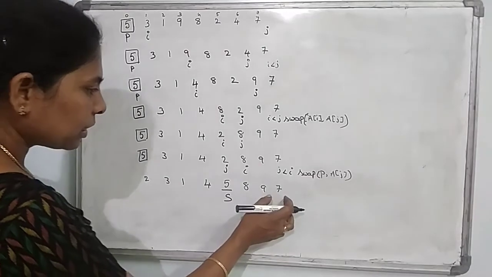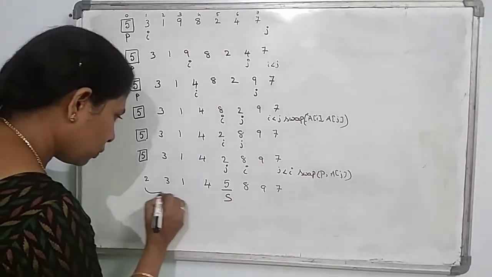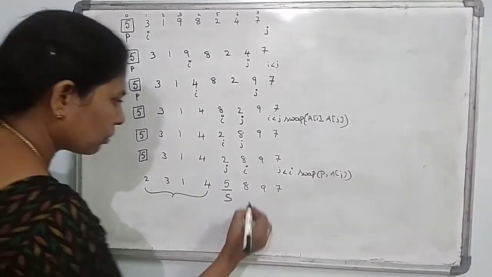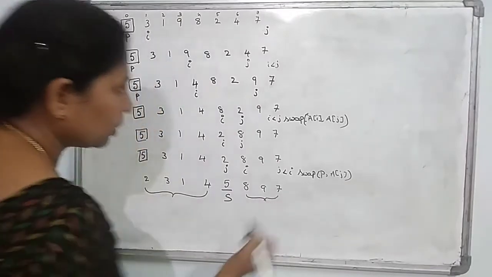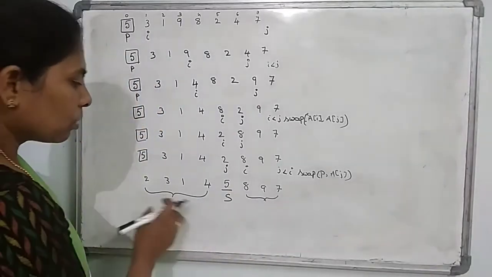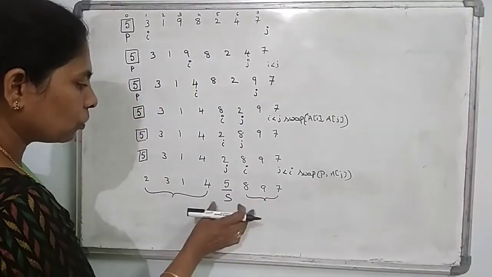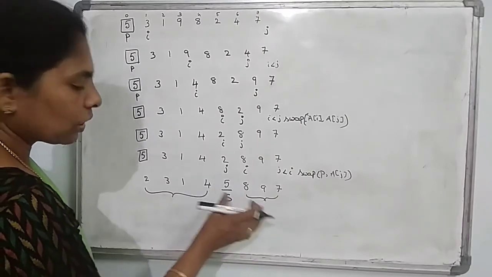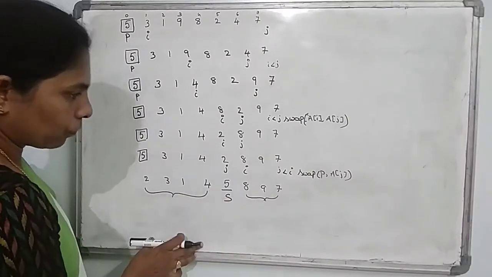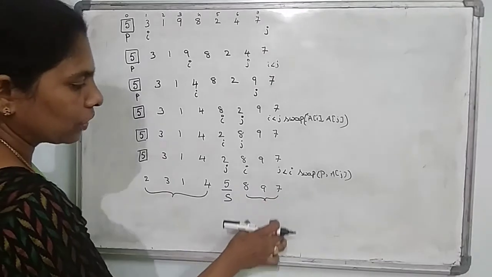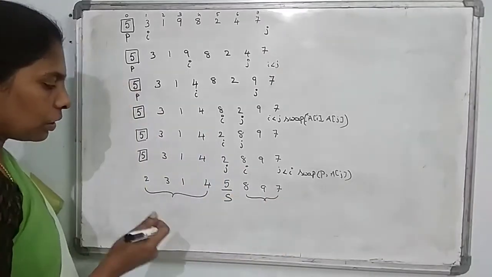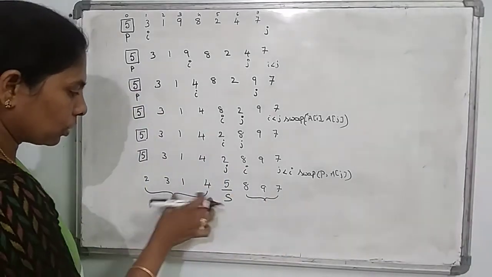So the entire array is divided into two parts. 2, 3, 1, 4 comes under one part and 8, 9, 7 comes under the other part. So in that we have divided the entire array into two parts. Now you can apply the process to 2, 3, 1, 4. After that you can apply the process to 8, 9, 7. Okay, now we will apply the process to 2, 3, 1, 4.